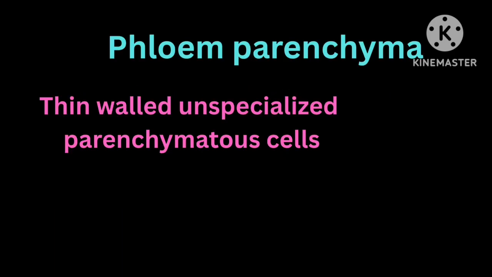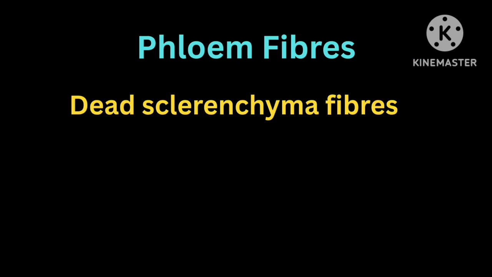After companion cells, now comes phloem parenchyma. They are thin-walled, unspecialized parenchymatous cells. They also store food. The function of parenchyma is storage of food. So, phloem parenchyma also helps in the storage of food.